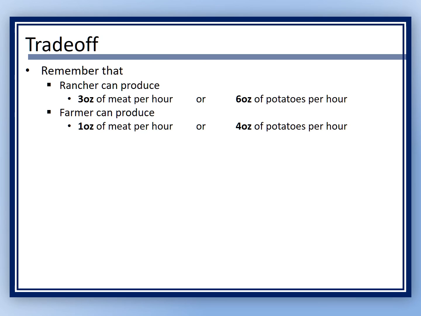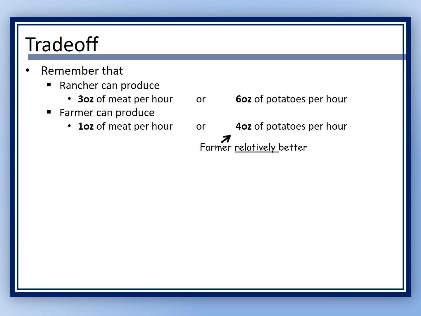Why should I ask the farmer to focus on potatoes? If you look at it, the farmer is actually relatively better at potatoes, right? For every 1 ounce of meat he gives up, he can get 4 ounces of potato. That's 1 to 4. For the rancher, for every 3 ounces of meat he gives up, he gets 6 ounces of potato. That's 1 to 2. In some sense, the farmer is relatively better in potatoes.